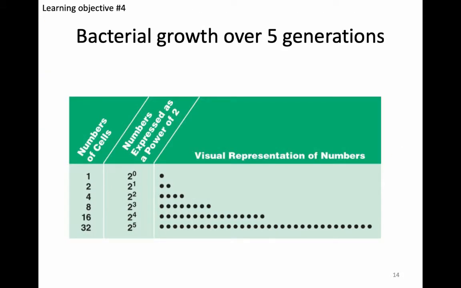So if you look at microbe growth over 5 generations, if we start with one cell, after one generation or one doubling time, that one cell splits into two. Then after a second doubling time, those two cells split into 4. After the next generation, we have 8, then 16, and then 32. So in a very short amount of time, bacterial growth will be very large. So we'll have large numbers of cells in a small amount of generations.